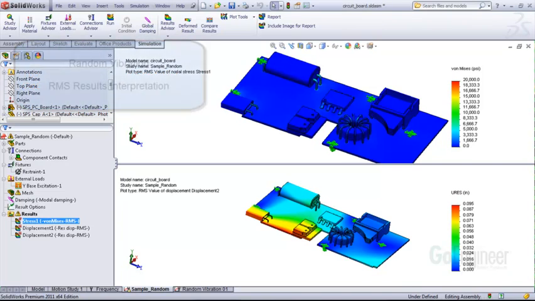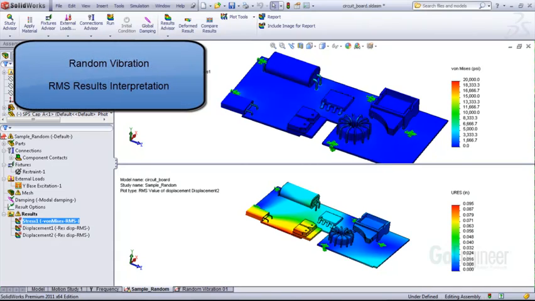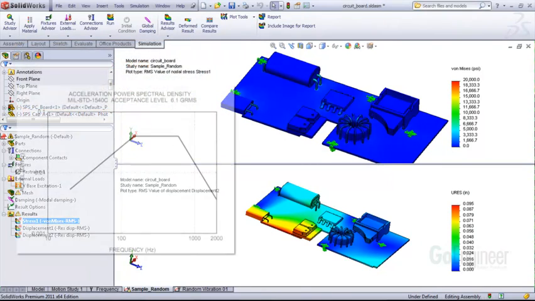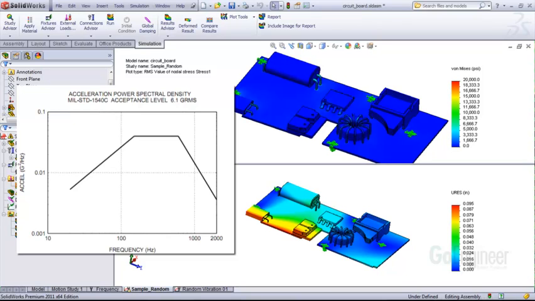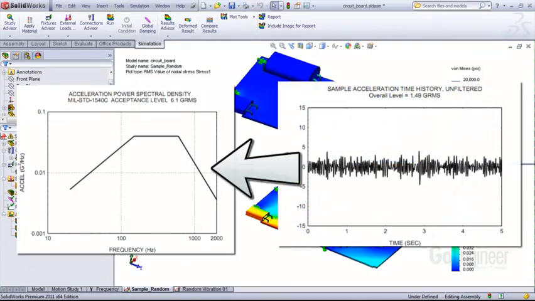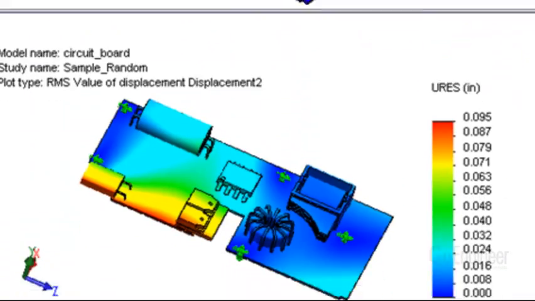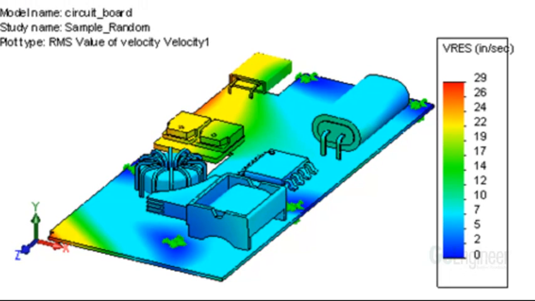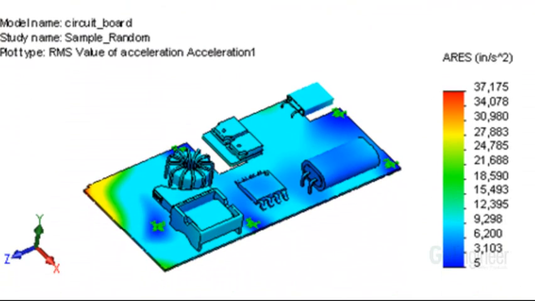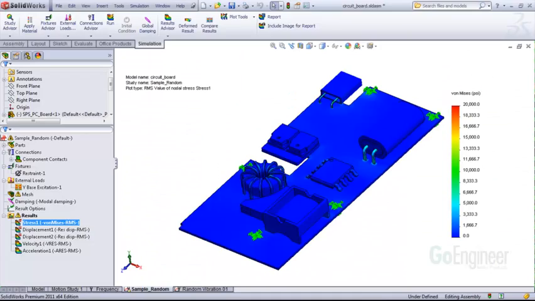In this video we'll discuss how you can interpret the results from random vibration RMS plots. As you might recall, for random vibration you can input a base excitation in the form of PSD input that is generated from a time history acceleration signal. Some components of output include RMS values of stress, displacement, velocity, and acceleration. You can generate a plot of RMS stresses, for example, as shown here. Now we just need to interpret the results.